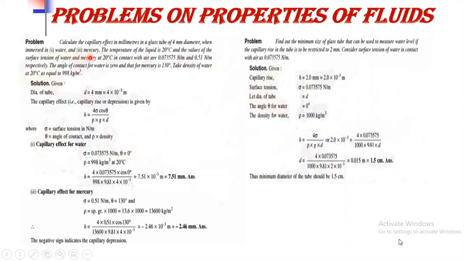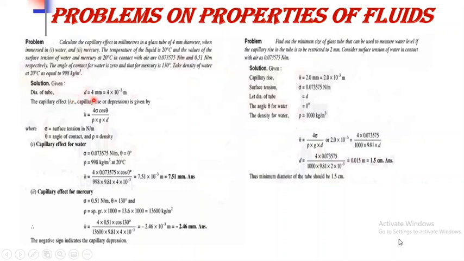And for calculating this capillary rise and fall, the value of surface tension for water and mercury is given. For water it is 0.073575 Newton per meter, and for mercury it is 0.51 Newton per meter. And the angle of contact, that is the value of theta, is 0 for water and 130 degree for mercury. And for calculating this, the density of water, we have to consider it as 998 kg per meter cube.